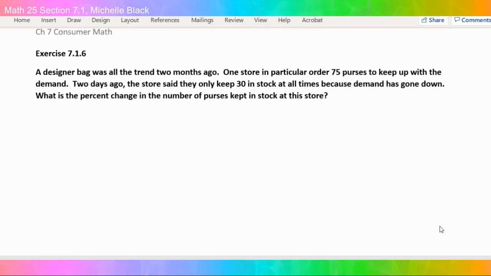Exercise 6. A designer bag was all the trend 2 months ago. One store in particular ordered 75 purses to keep up with the demand. 2 days ago, the store said they only keep 30 in stock at all times because demand has gone down. What is the percent change in the number of purses kept in stock at this store? I'd like you to pause the video and try to solve this one on your own and then come back and check your work.